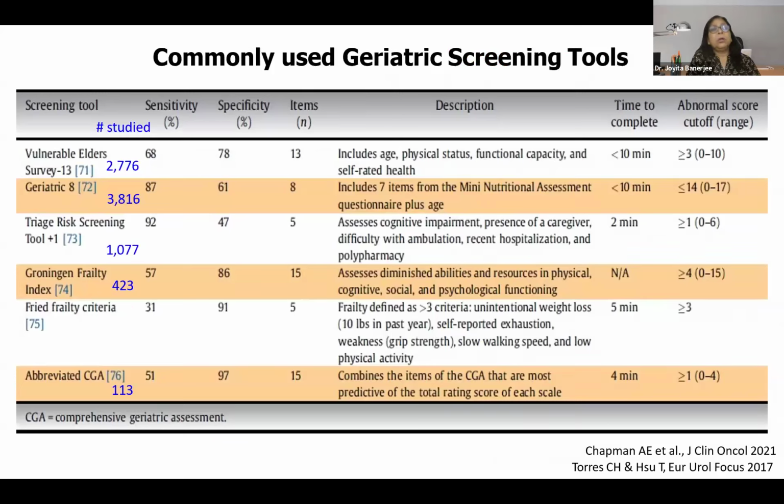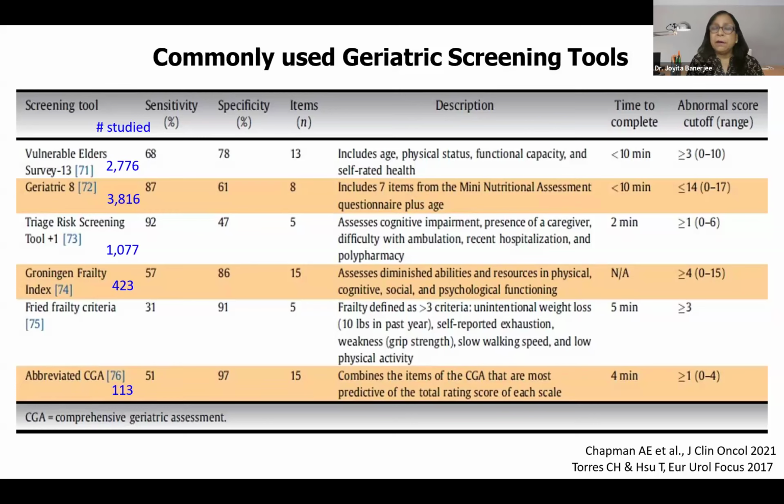Usually in geriatric oncology, the problem with comprehensive geriatric assessment, the flip side, is that it is a very long drawn-out process. At least 60 to 90 minutes is required for a comprehensive geriatric assessment, which might not be possible in a busy clinic. But we do need to do a geriatric assessment.